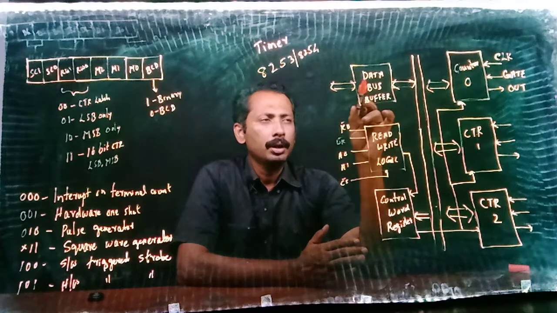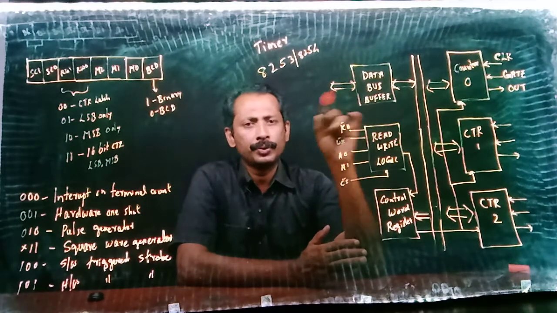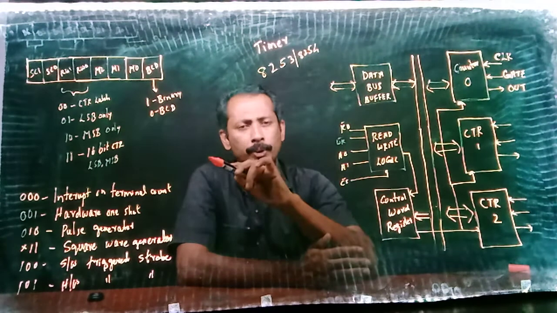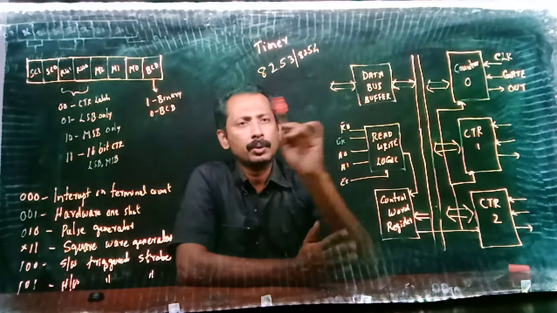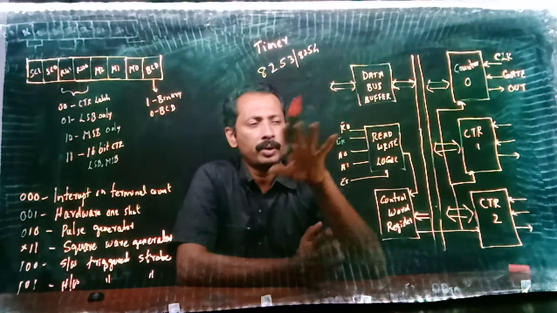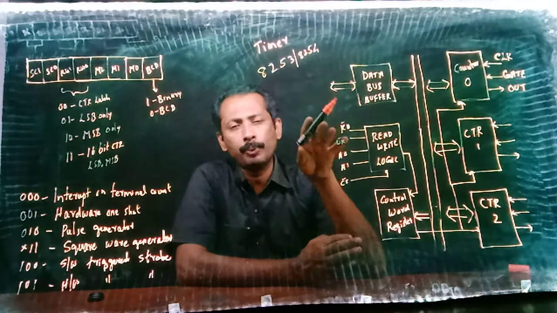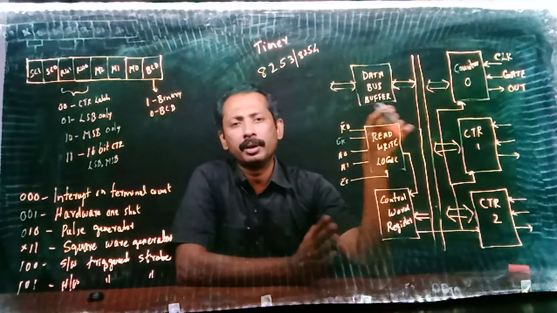As usual, the data bus buffer is used for communication with the microprocessor. This is a supporting IC. So we have the interfacing IC connected to the microprocessor, and this IC will act as a timer IC.